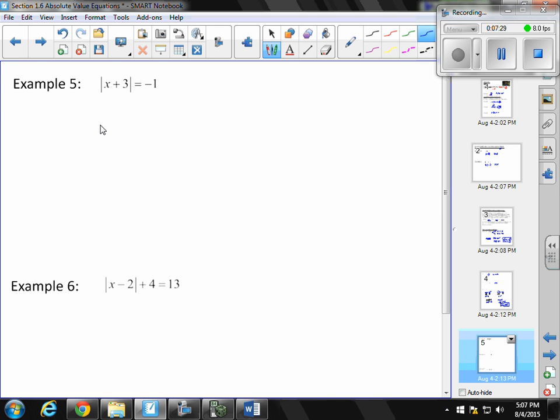Example number 5 says the absolute value of x plus 3 equals -1. Now we just said a few minutes ago the absolute value cannot be a negative, so this one has no solution.